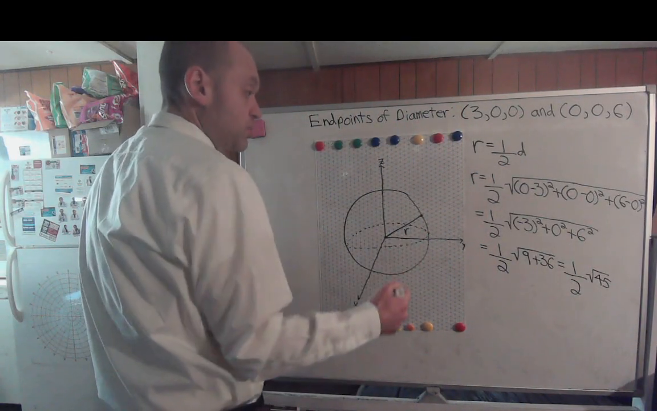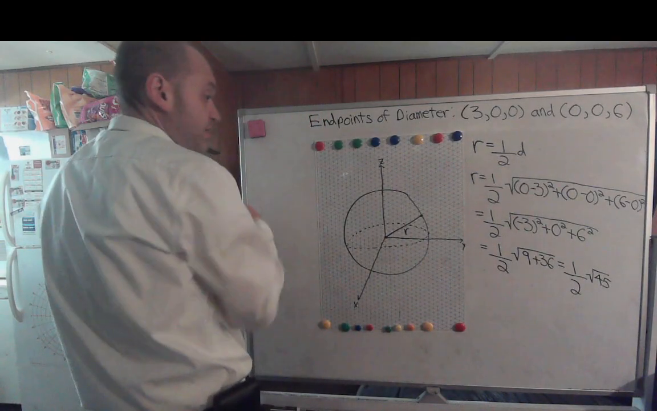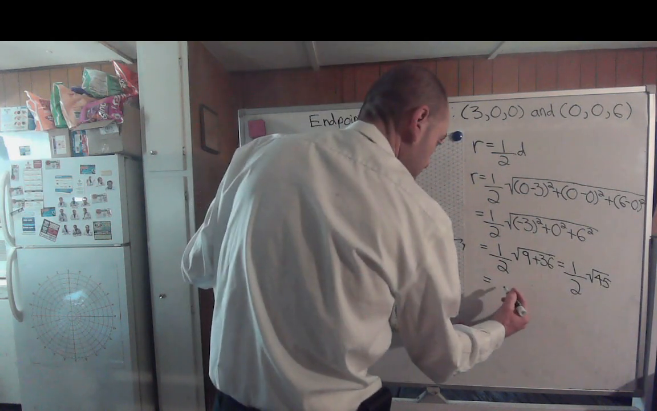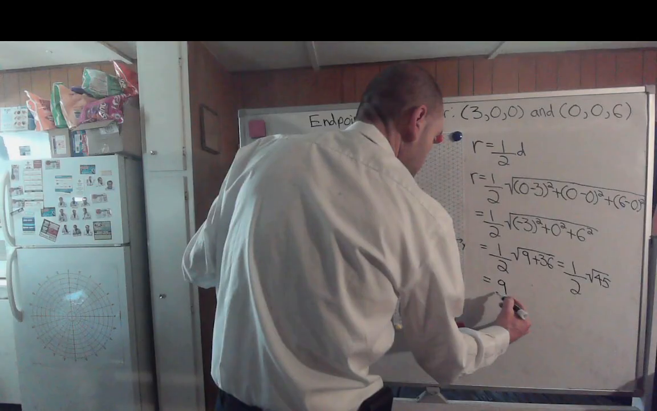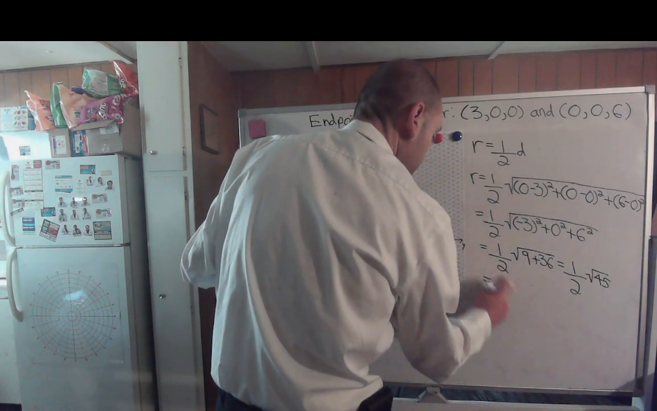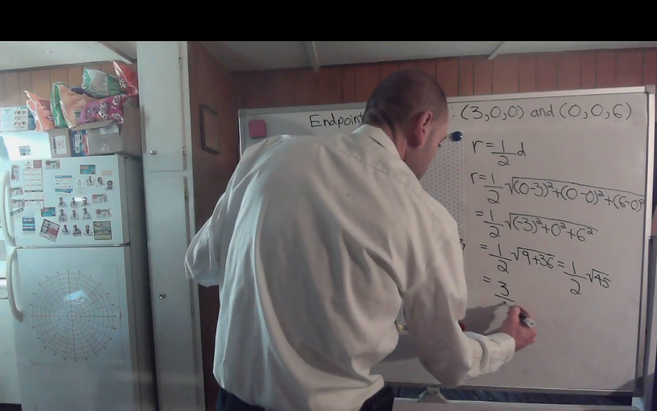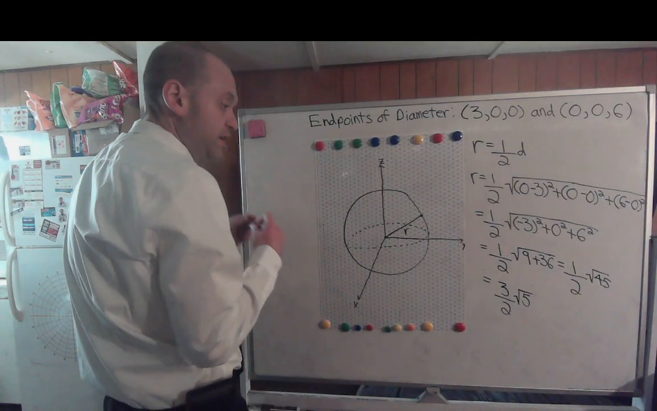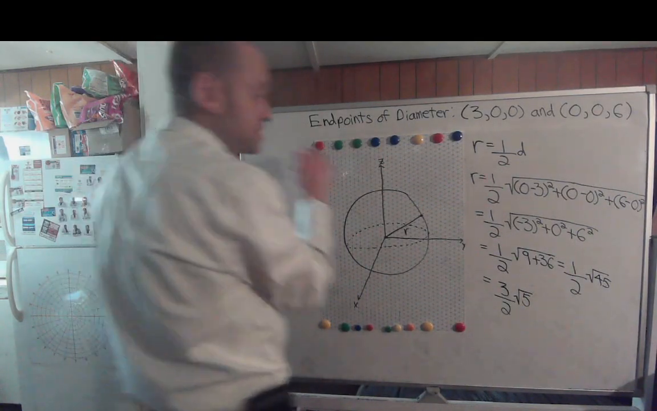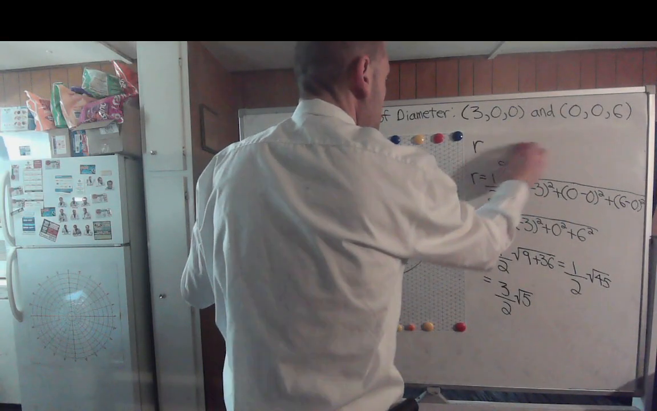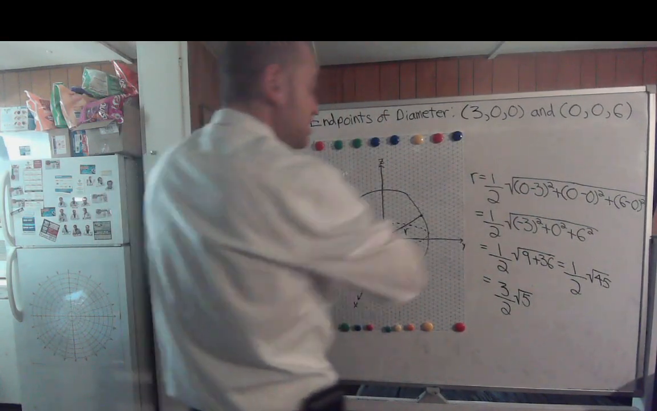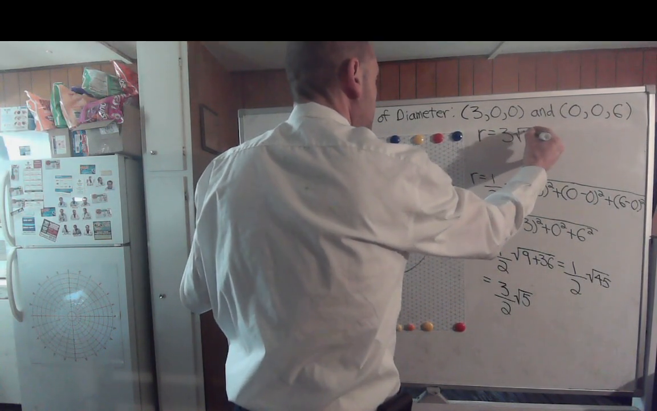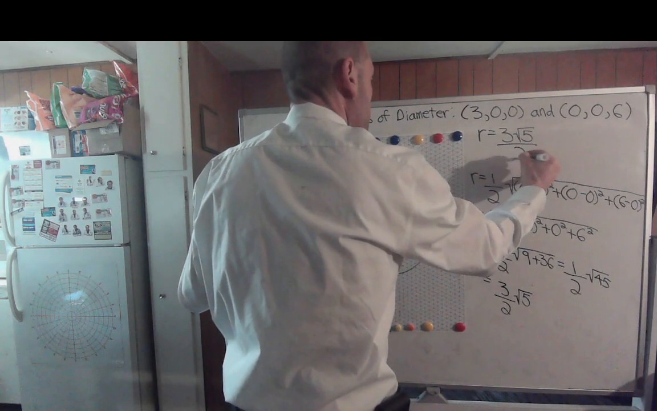This might be a good way to leave it, but we want the measurement of the radius. So the square root of 45 is the same as the square root of 9 times 5. So this would end up being 3/2 times the square root of 5. So you're given a radius of 3/2 times the square root of 5. Or in this case, you could also say 3 times the square root of 5 over 2 is your radius.